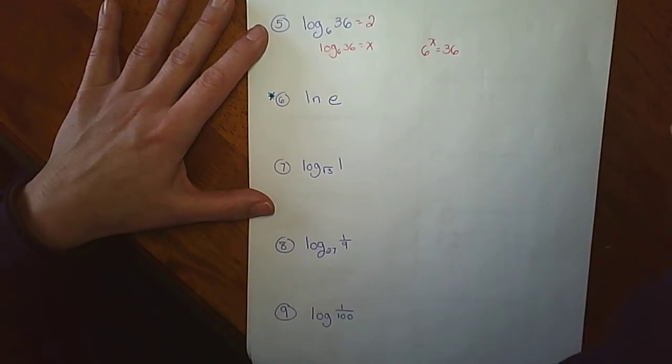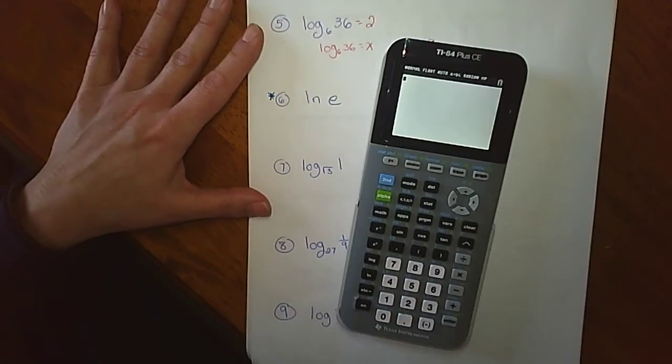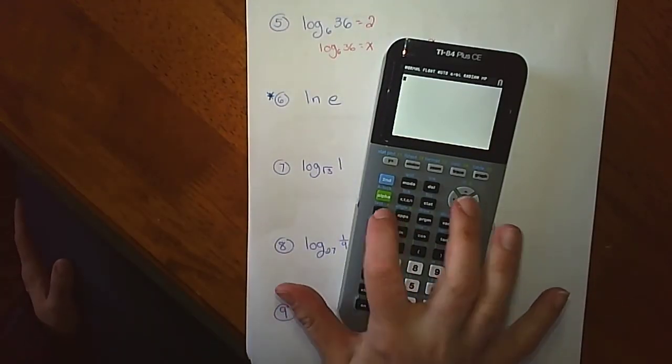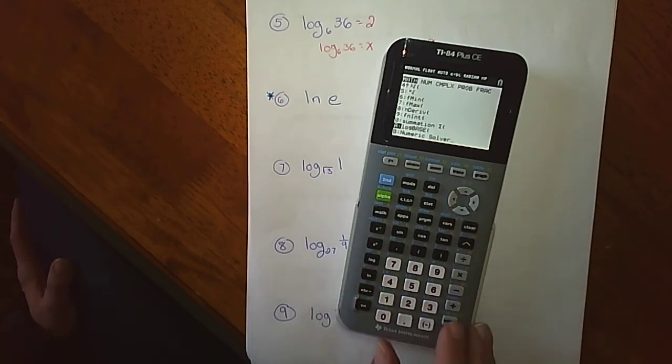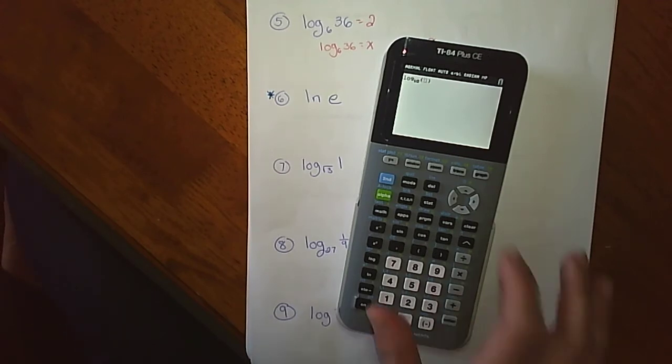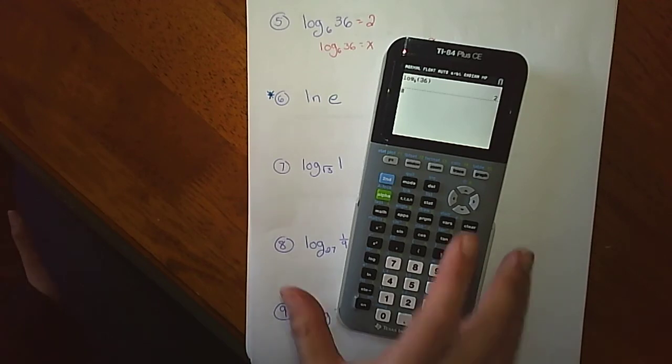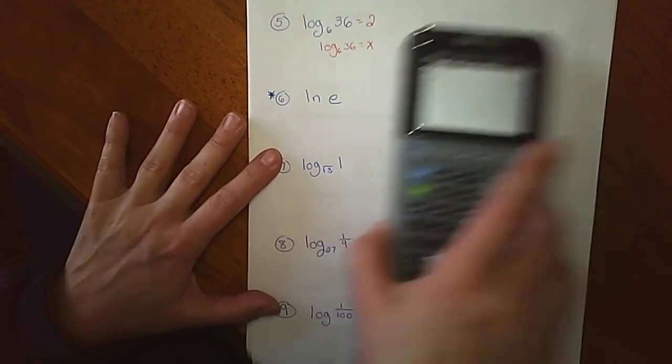Now, another way you could do it, go to your calculator, hit the math button, right? If you scroll up, you see it says log base. Choose that, and then you could put 6 and then 36 in, and it spits out the answer of 2. That's another way of doing it.